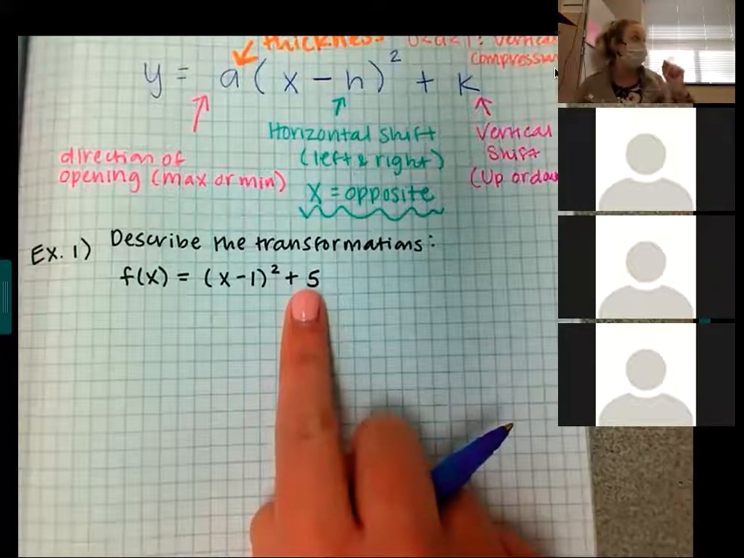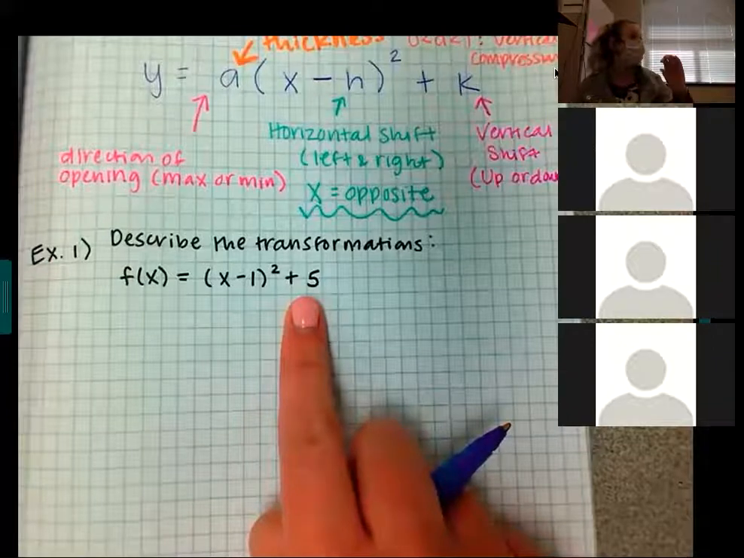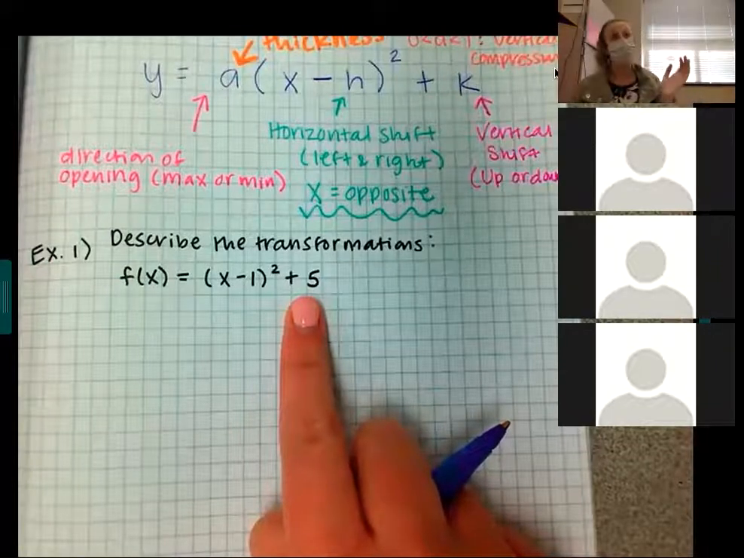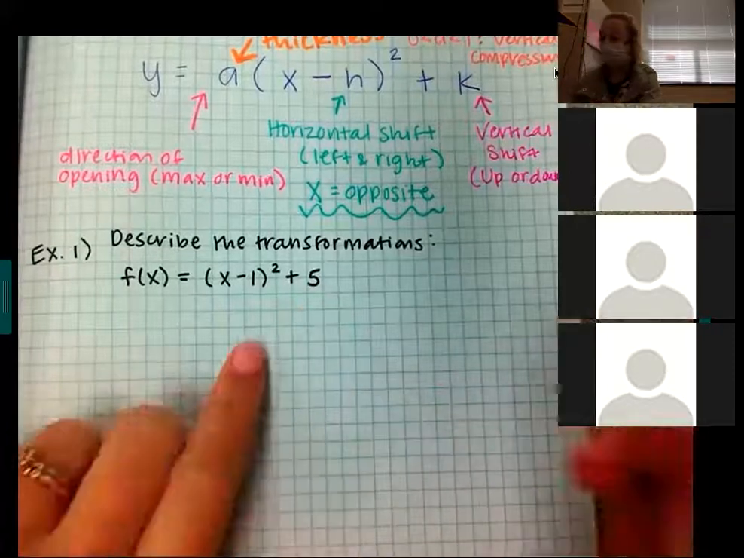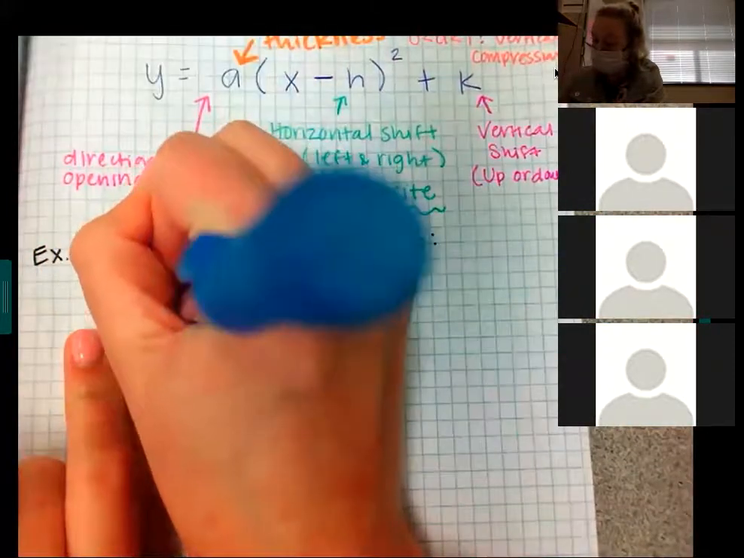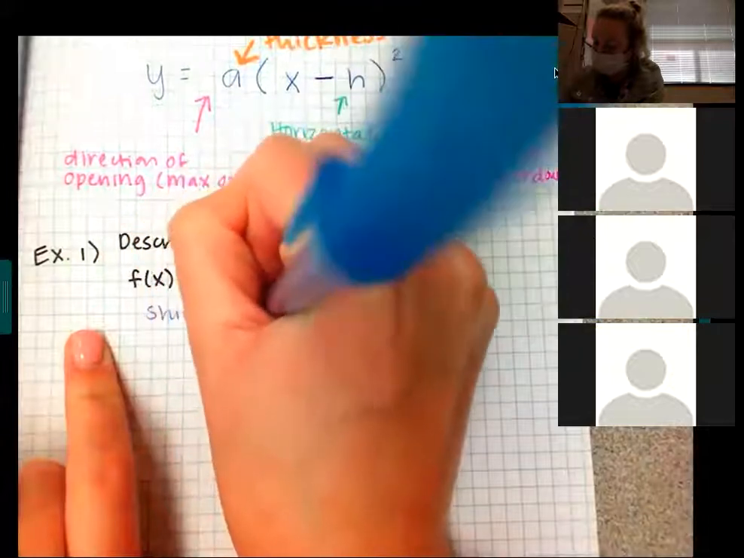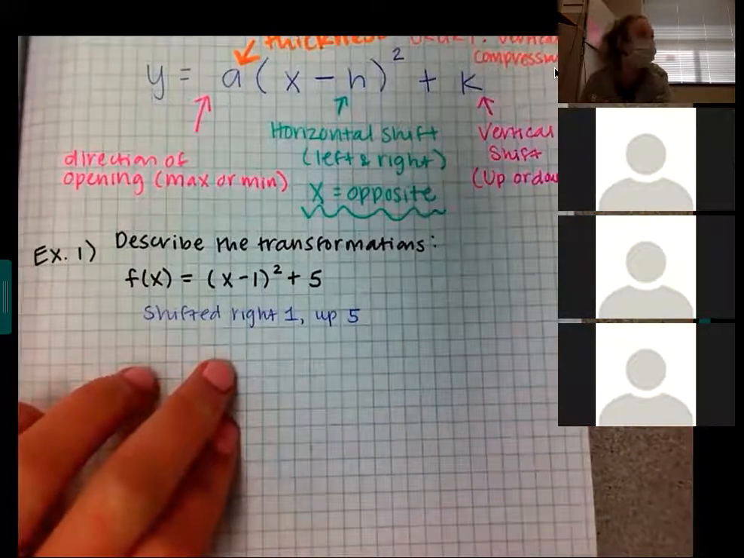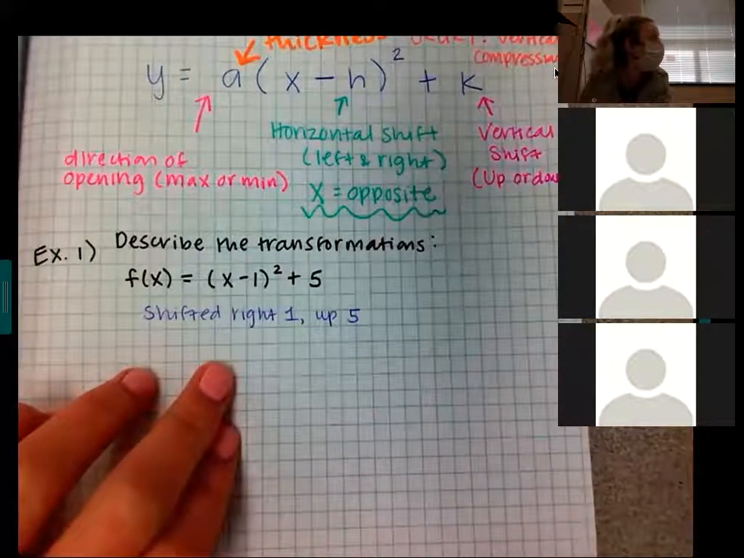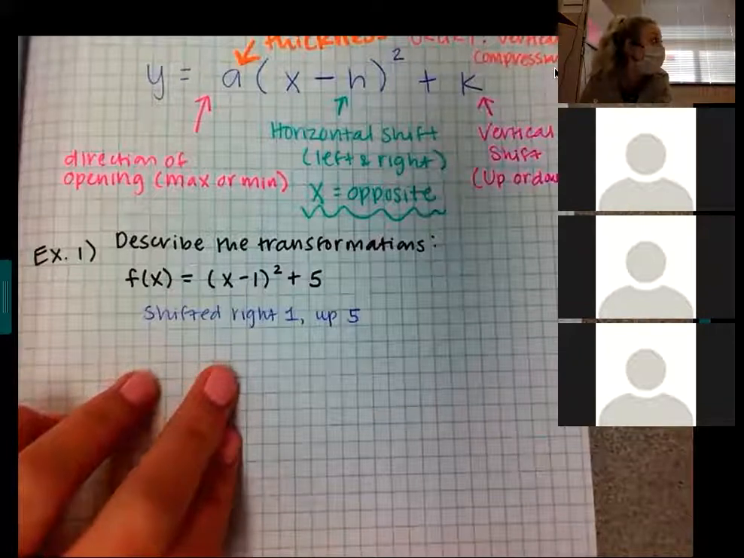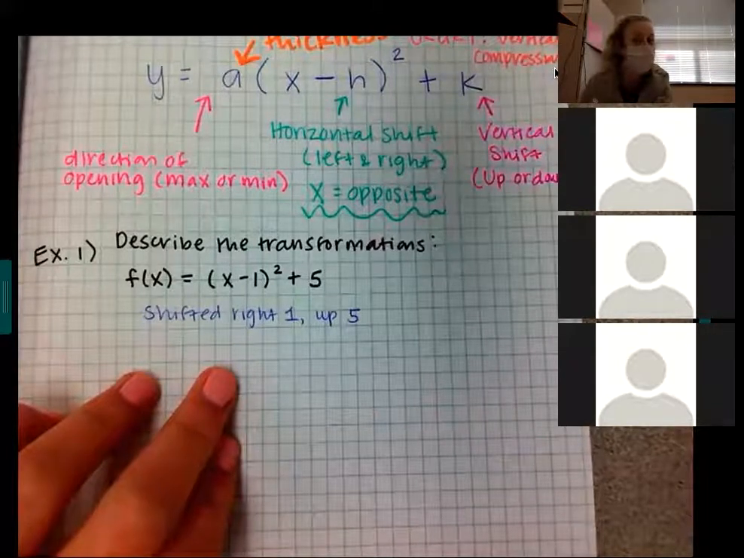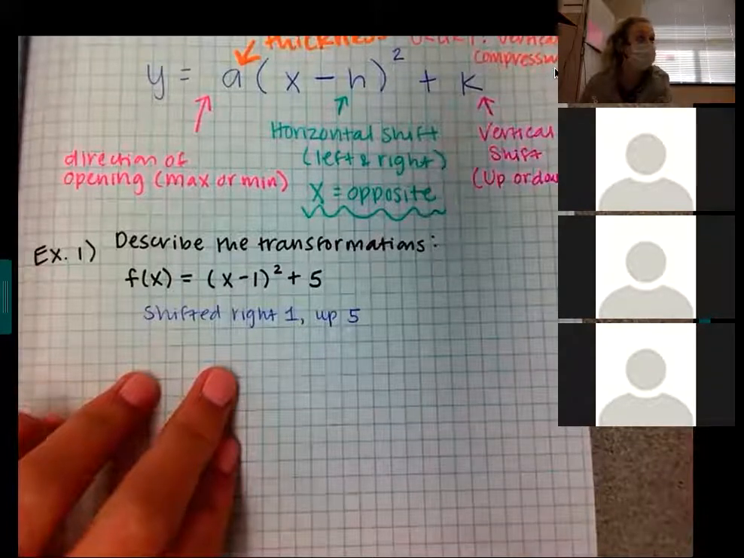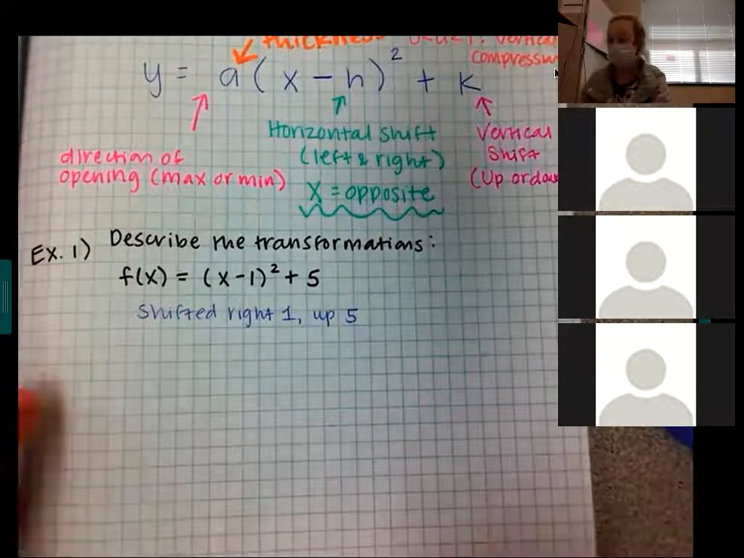It's not at (0, 0) where it's supposed to be. All graphs should start at (0, 0) unless you move them. Transform just means move. So we shifted this right 1, up 5. Is anybody confused on how that's right and not left? Remember, it's going to move the opposite way of what you think it would. I feel like that was pretty easy. Yes, no, kind of? We okay? All right, let's do another one.